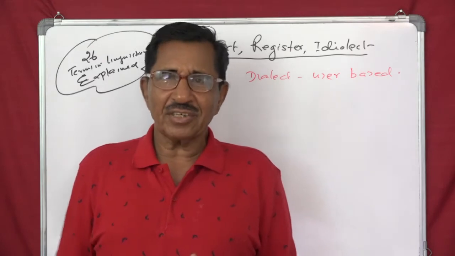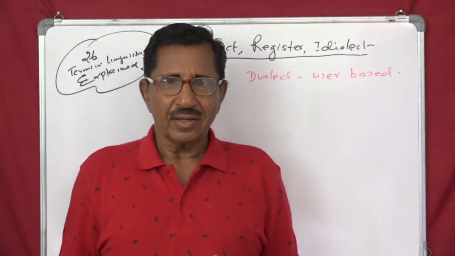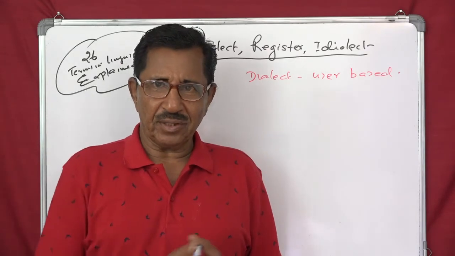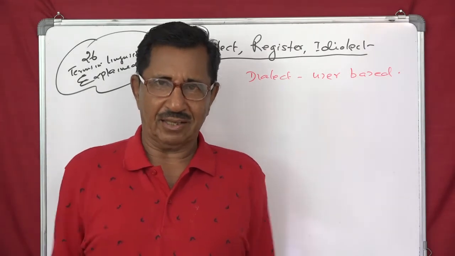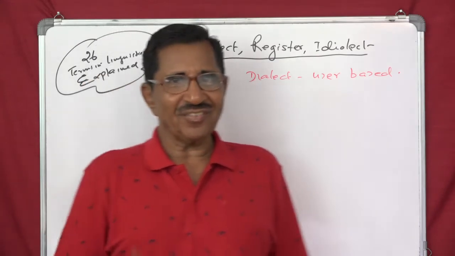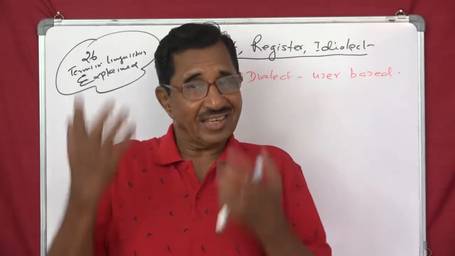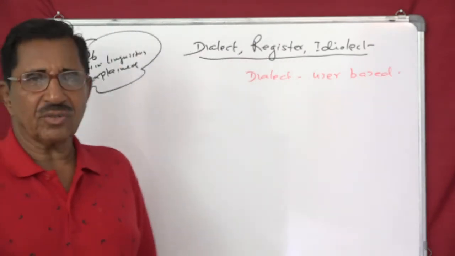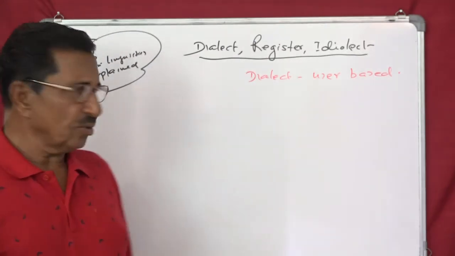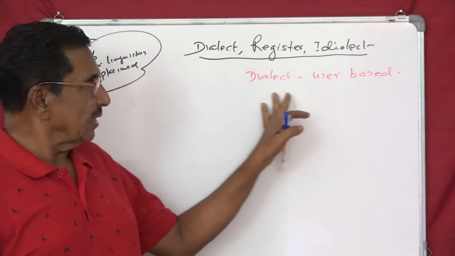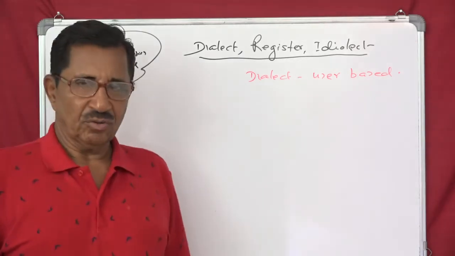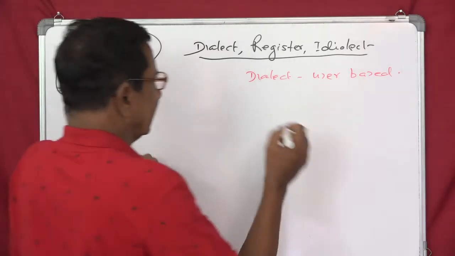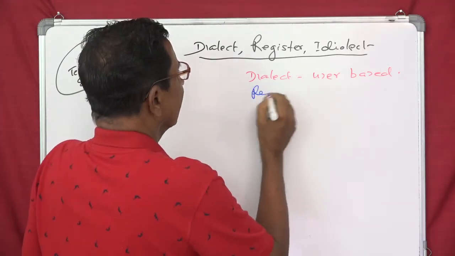Maybe there is slight difference in the use of vocabulary. Instead of petrol, they use gas. Instead of footpath, they use walkway. Instead of lift, they use elevator. So these are the things you find mostly, and also slight differences in grammar and so on. All right. So dialect is user based. Who uses that? Now the register is use based.